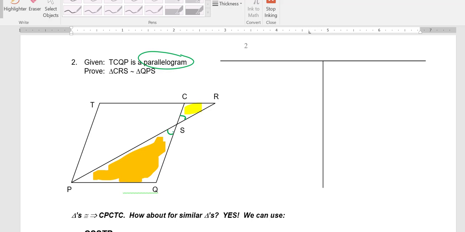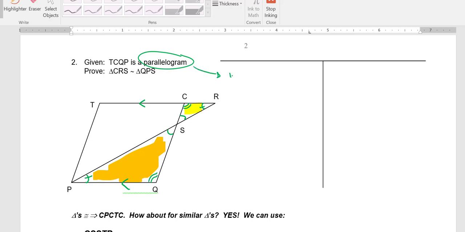And it looks like I can do something like this. These lines are parallel because it's a parallelogram, and then I can do these angles congruent, alternate interior angles, or I could have done these angles congruent, same thing, alternate interior angles. So let's try this proof.